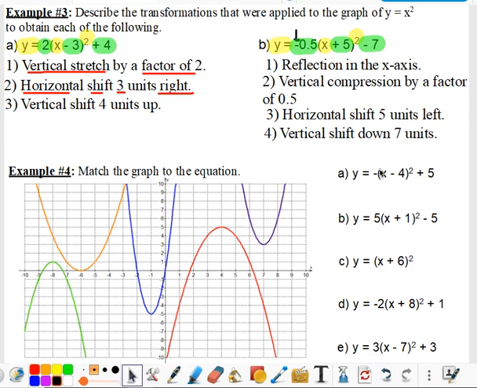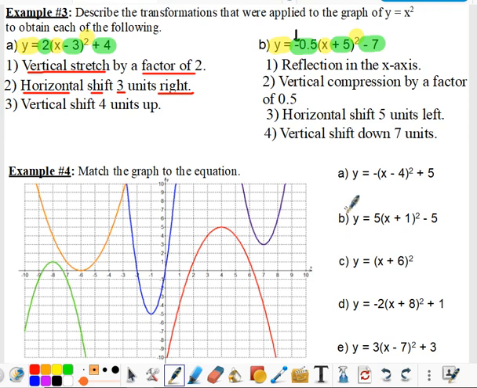Okay, example number 4, match the graph to the equation. Now, you might have your own strategy here, in which case that is great. Personally, I like to look at 2 pieces of information. The first piece of information, which alone will probably get us through this entire problem, is to just indicate the vertex of each of these equations.